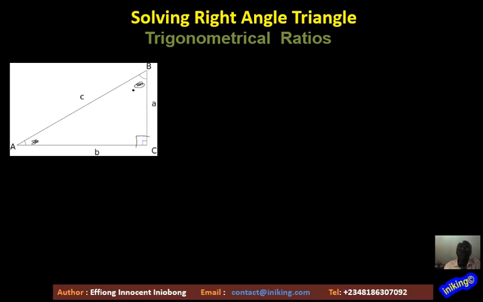How do we operate a right angle triangle when we know any one of these angles? We are going to bring them now into the picture. We have not been considering that all this while. Let's look at the first one.